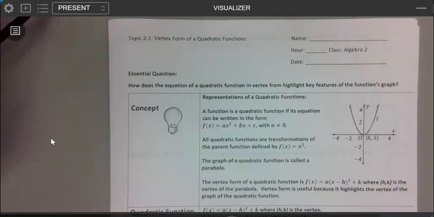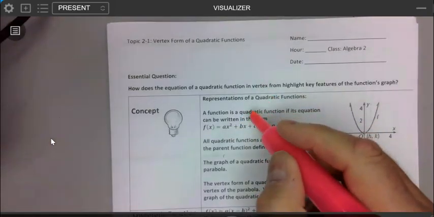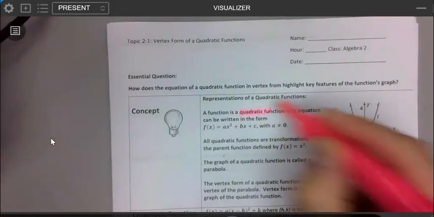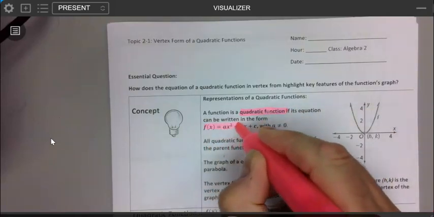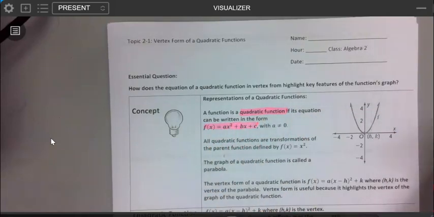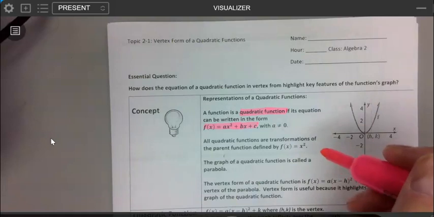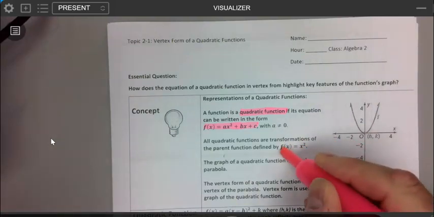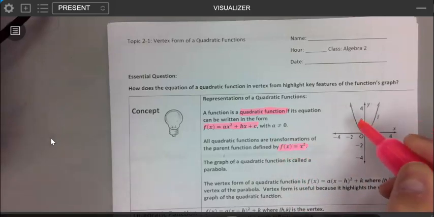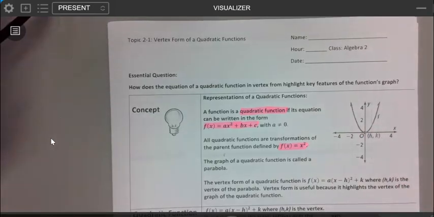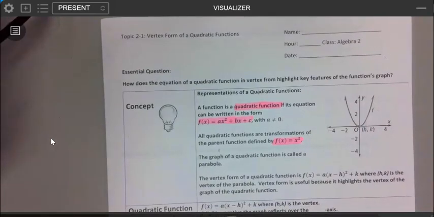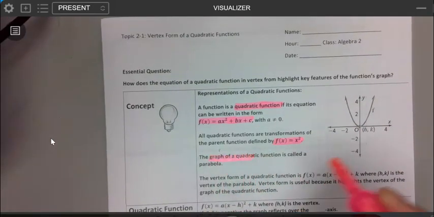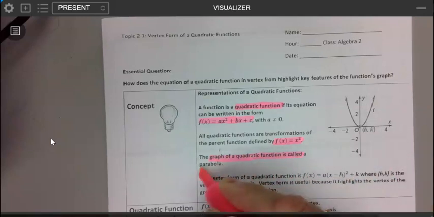And a quadratic function is in the form of ax squared plus bx plus c. All quadratic functions are transformations of the parent function, which we've already talked about, f of x equals x squared. The graph of a quadratic function is called a parabola.